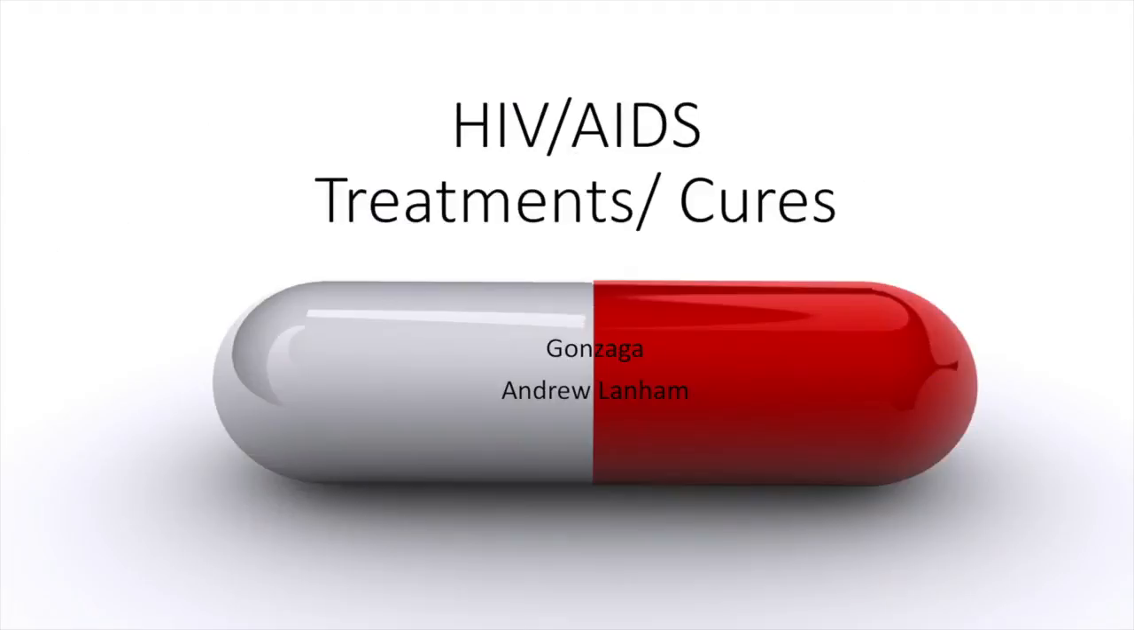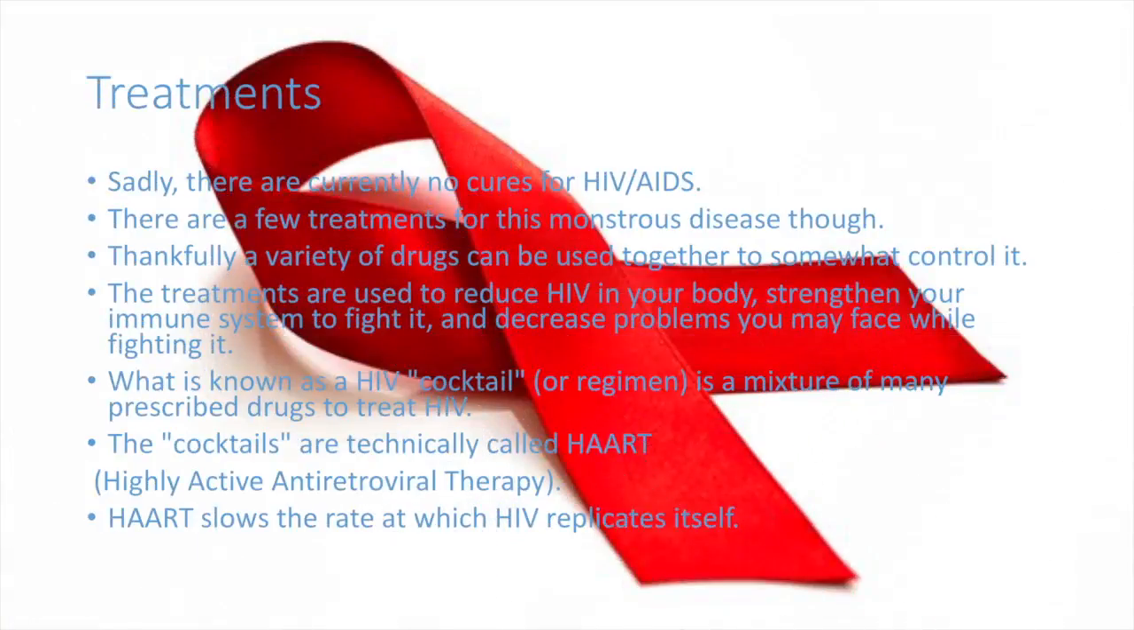HIV and AIDS Treatments and Cures by Andrew Lanham. Sadly, there are currently no cures for HIV or AIDS. There are a few treatments for this monstrous disease, though. Thankfully, a variety of drugs can be used together to somewhat control it. The treatments are used to reduce HIV in your body, strengthen your immune system to fight it, and decrease problems you may face while fighting it.